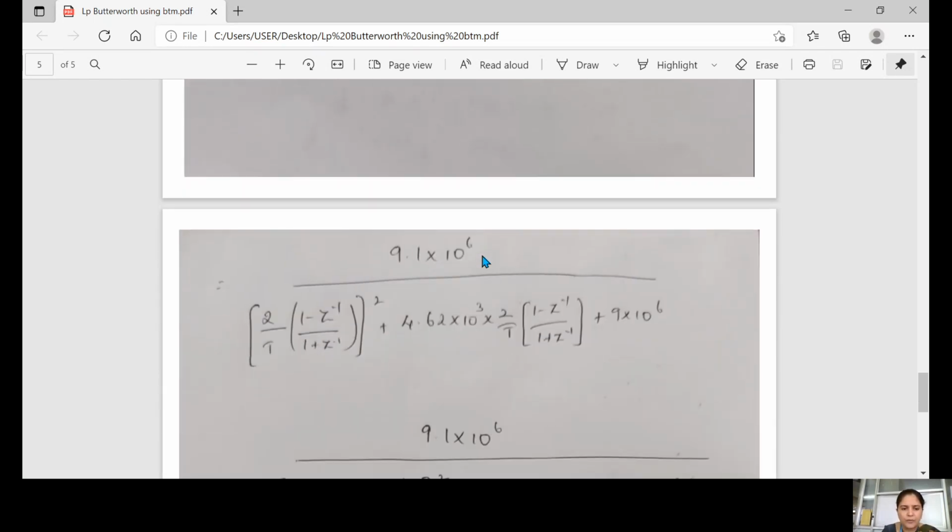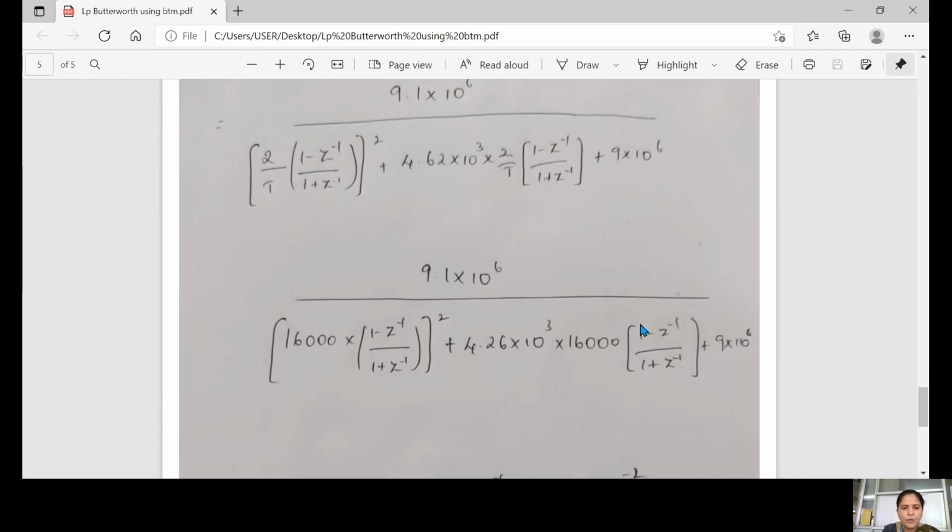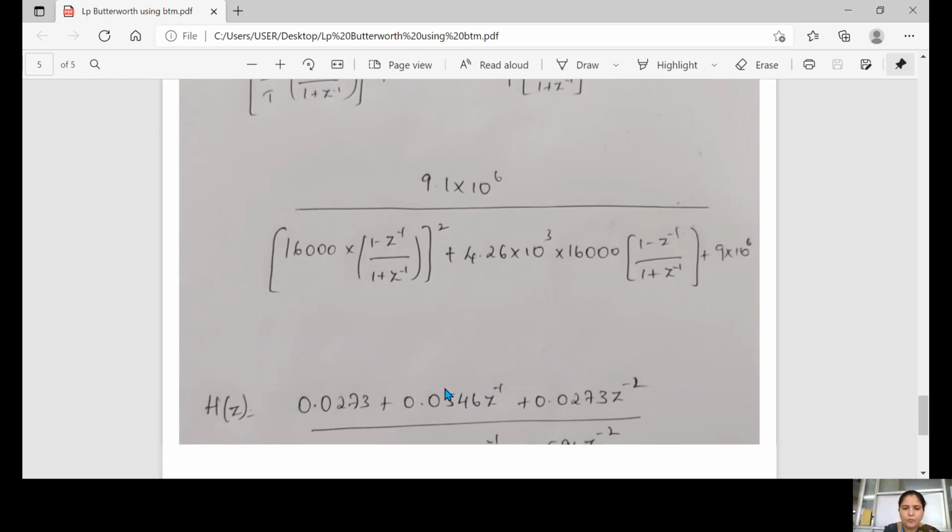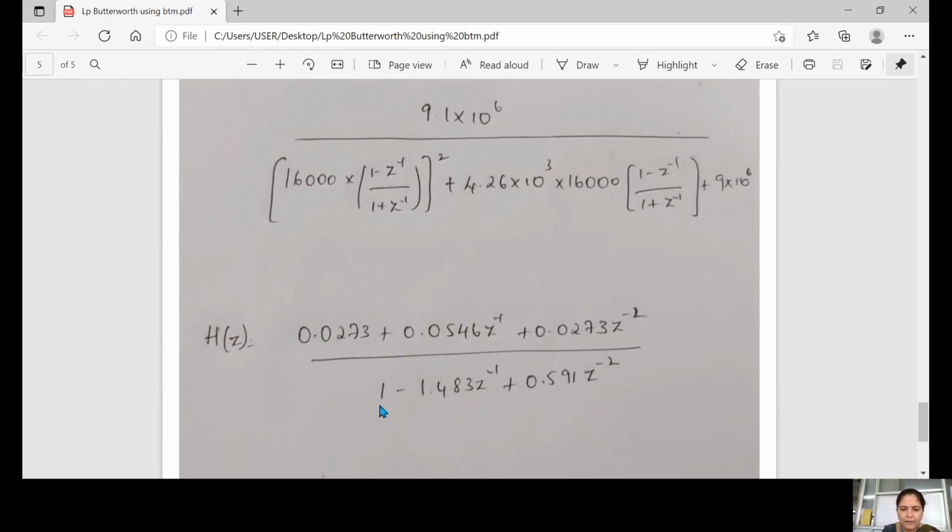So I'll substitute for that: 9.1 into 10 raised to 6. Here we have s square plus 4.62 into 10 raised to 3 into 2 by T s plus this one. You all know what is 2 by T, it is nothing but 16,000. Solve for this, take the LCM. At last, see that here you will be having 1. In such a way you solve and you will be getting this equation.